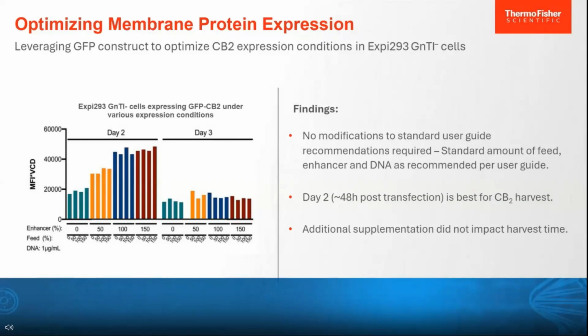Cell membrane-associated CB2 levels were then examined by flow cytometry at day 2 or day 3 post-transfection and evaluated based on MFI levels after VCD correction. So based on this, the data indicated that day 2 was optimal for harvest of CB2 in the XP293 GNT1- cells. Not only is GFP a suitable reporter to leverage during expression, but as Joanna will discuss later on, it is also very valuable for membrane protein stabilization.